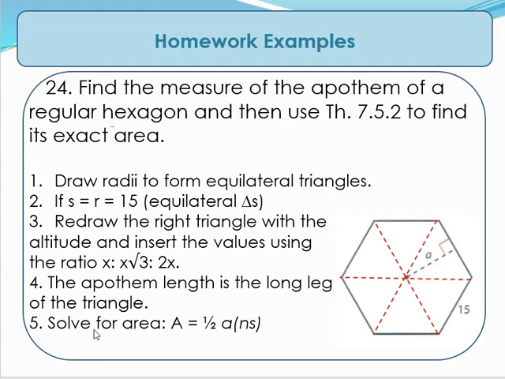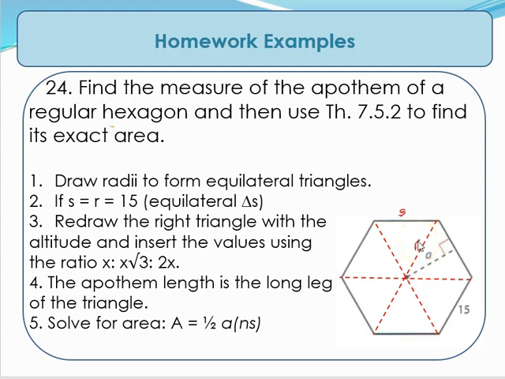Number 24 says find the measure of the apothem of a regular hexagon and then use theorem 7.5.2 to find its exact area. So I wrote out some steps for you here. Basically, you should draw radii to form equilateral triangles. If the side is equal to the radii, now these are radii, but they're also the same length.